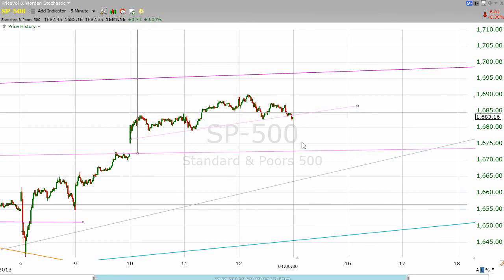The target from this pattern is 1675 if this works as a head and shoulders, and it may, because I think we could come down to test this line around 1673 and change.